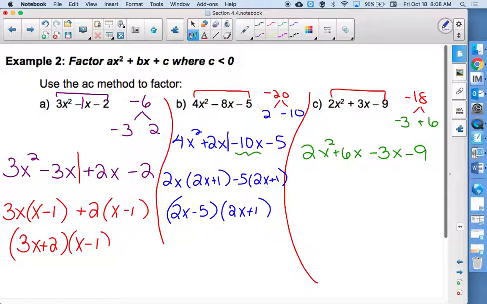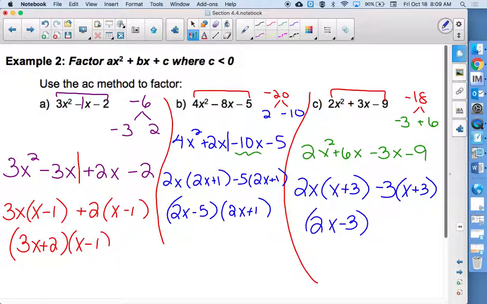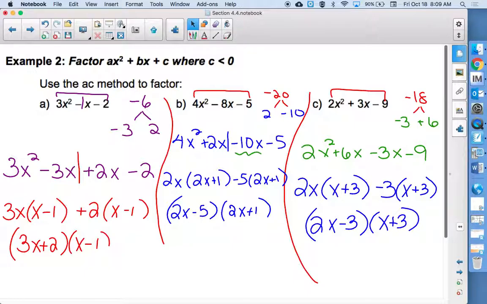Peter, what would we pull out of 2x squared plus 6x? 2x. And in parentheses, you get? And then out of the second pair, and you also have, nice job. So pulling the terms outside, grouping them, and then x plus 3. Any questions?